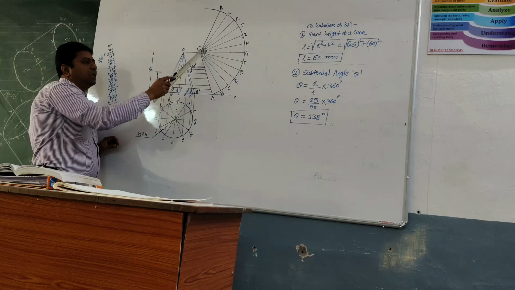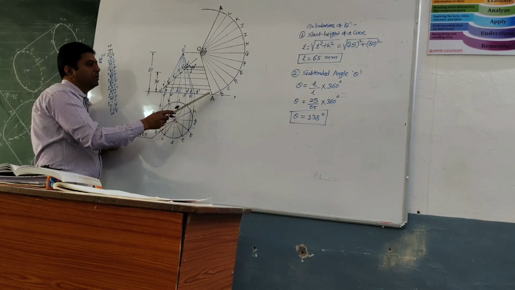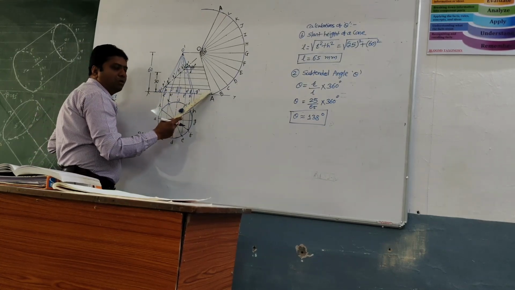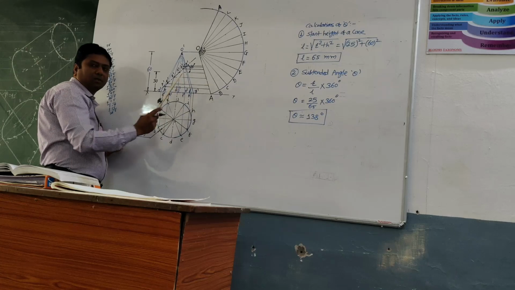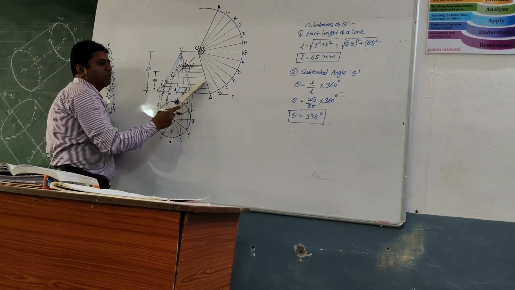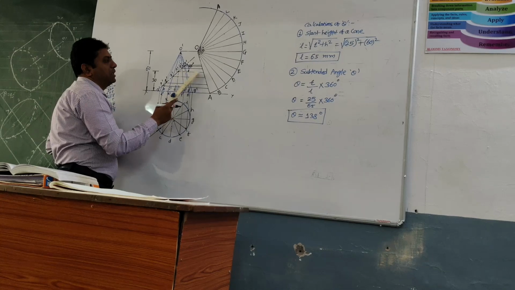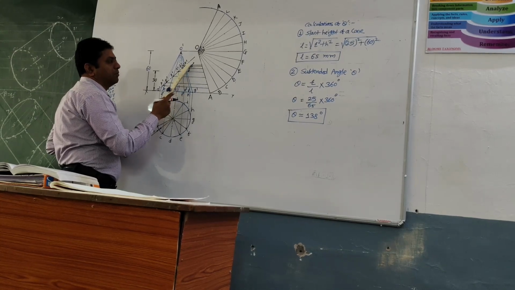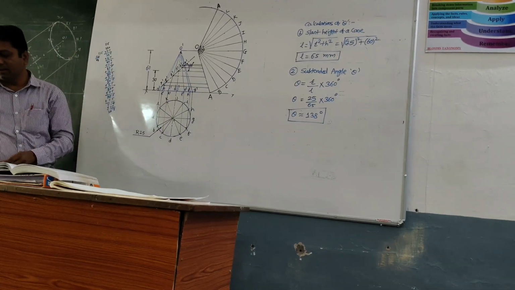Draw a horizontal line up to OA. So from P dash you have to draw a horizontal line that is parallel to X1. Then from Q dash also draw a horizontal line, from R dash also draw a horizontal line, from S dash, from T dash, from U dash, and last from V dash.